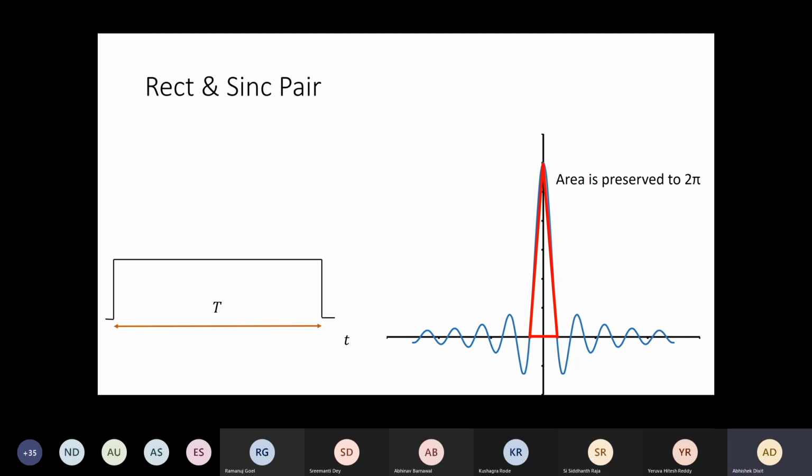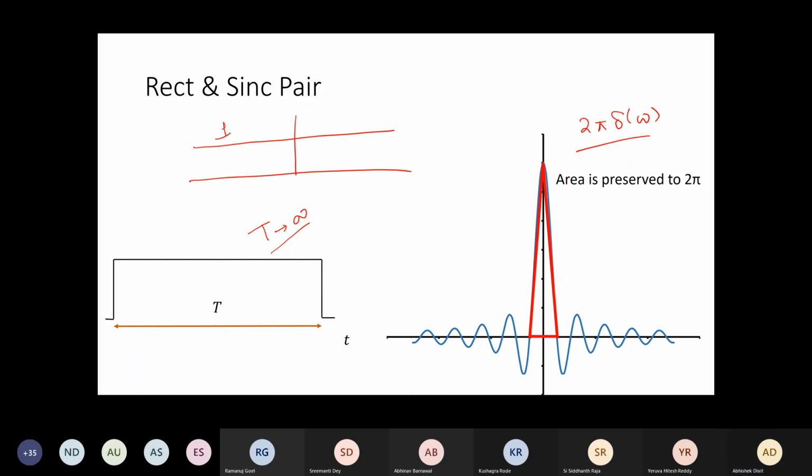So what happens when my T tends to infinity? What should we get when my T tends to infinity? 2 pi delta omega, right? Again, this is an area preserving function, and its area is preserved at 2 pi. So when my T tends to infinity, I should get 2 pi delta omega. What happens when my T tends to infinity to this rectangular function? It becomes a constant.